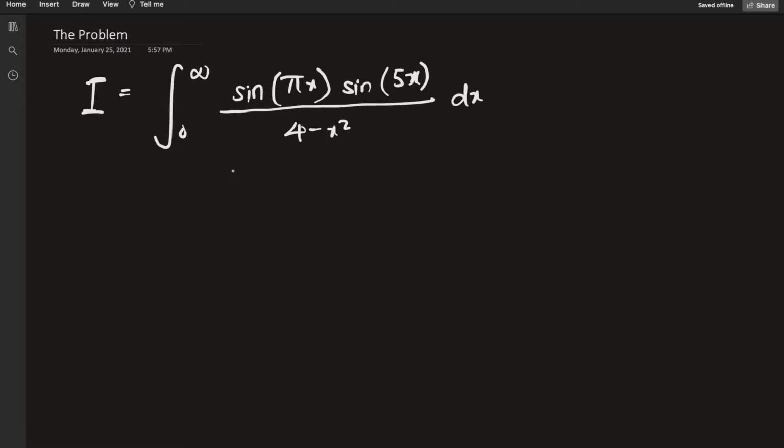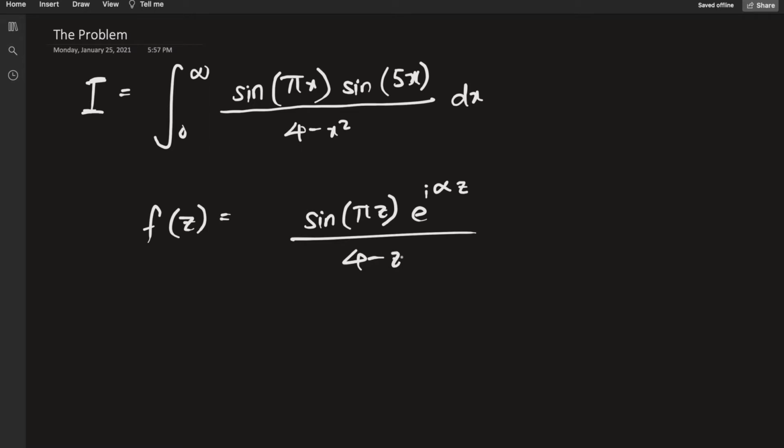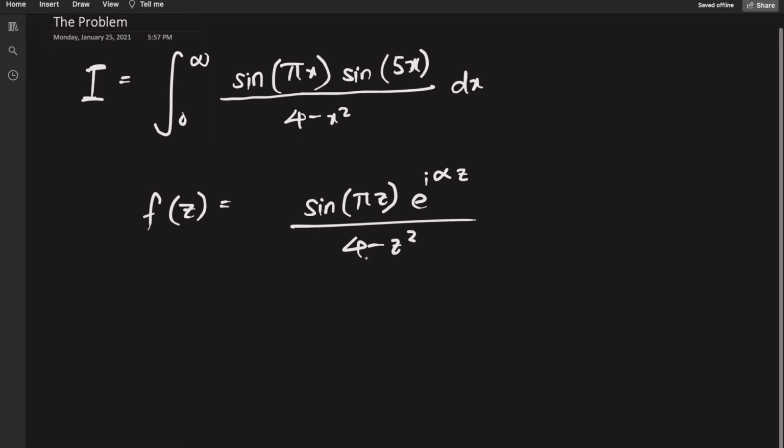Well, for this I'm going to use complex analysis. So I need to define a general function f of z to be sine of pi z. And instead of sine of 5x, I can write e to the I, instead of the arbitrary number 5, let's have alpha z, divided by 4 minus z squared. Okay, and since this is complex analysis, I'm going to need a contour.